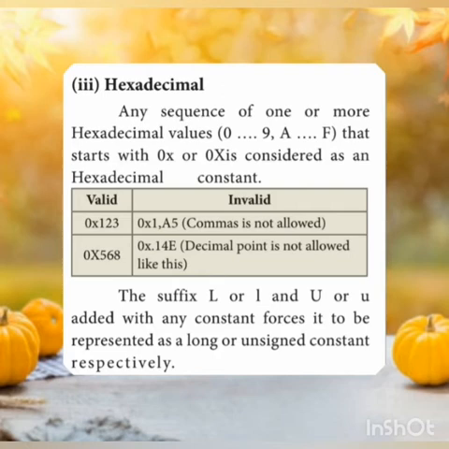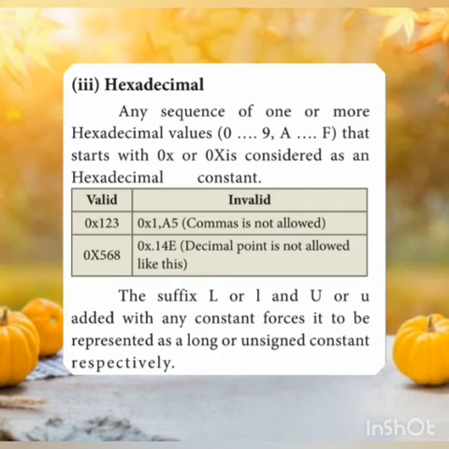Now, let's see some examples of valid and invalid hexadecimal numbers. Valid: 0x123. This is valid because it starts with 0x and the digits are between 0 to 9. The next example is 0 capital X 568. This is also valid. And the invalid examples: 0x1,A5 is considered invalid because comma is not allowed. Then the next example is 0x.14e. Decimal point is not allowed here, so it is invalid.